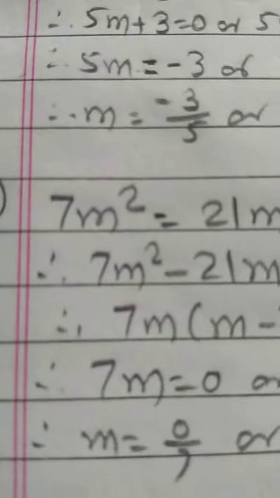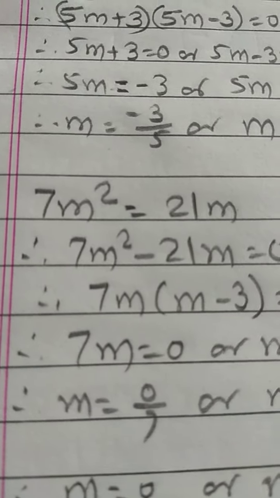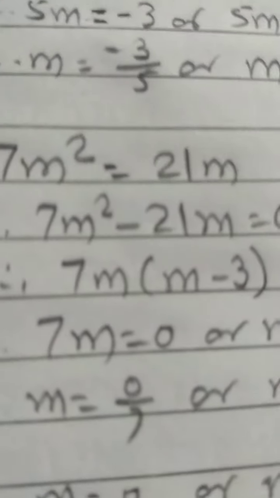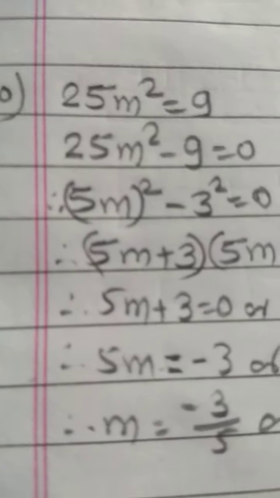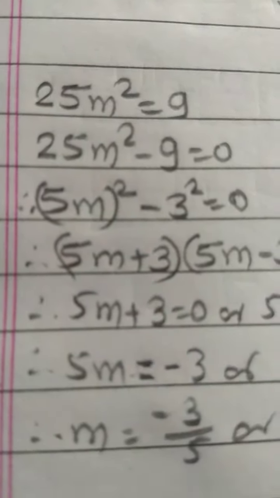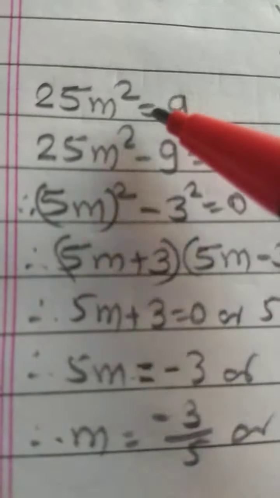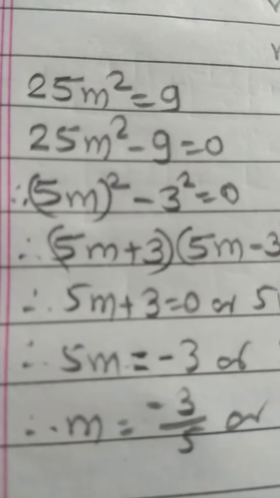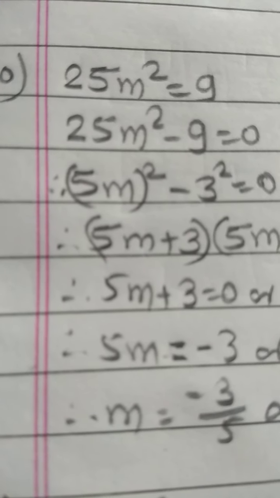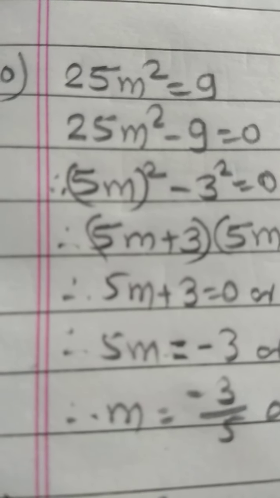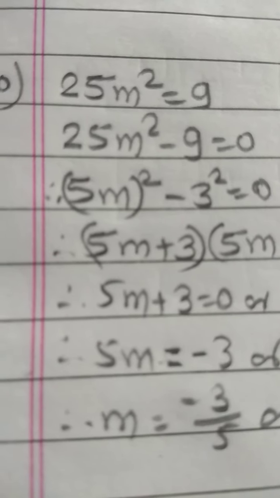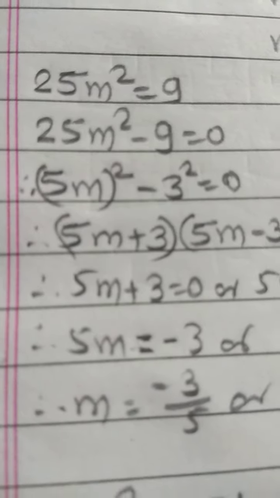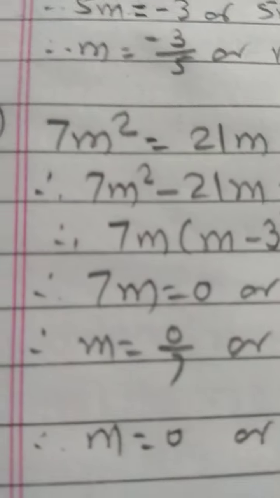Now, question number 11. 7m square equal to 21m. We should follow the method of problem number 10 when there is no middle term, that is, term without m. Then we have to take square root or use the method a square minus b square. Okay, when there is no term in m, or the middle term is absent, only then we have to follow this method.